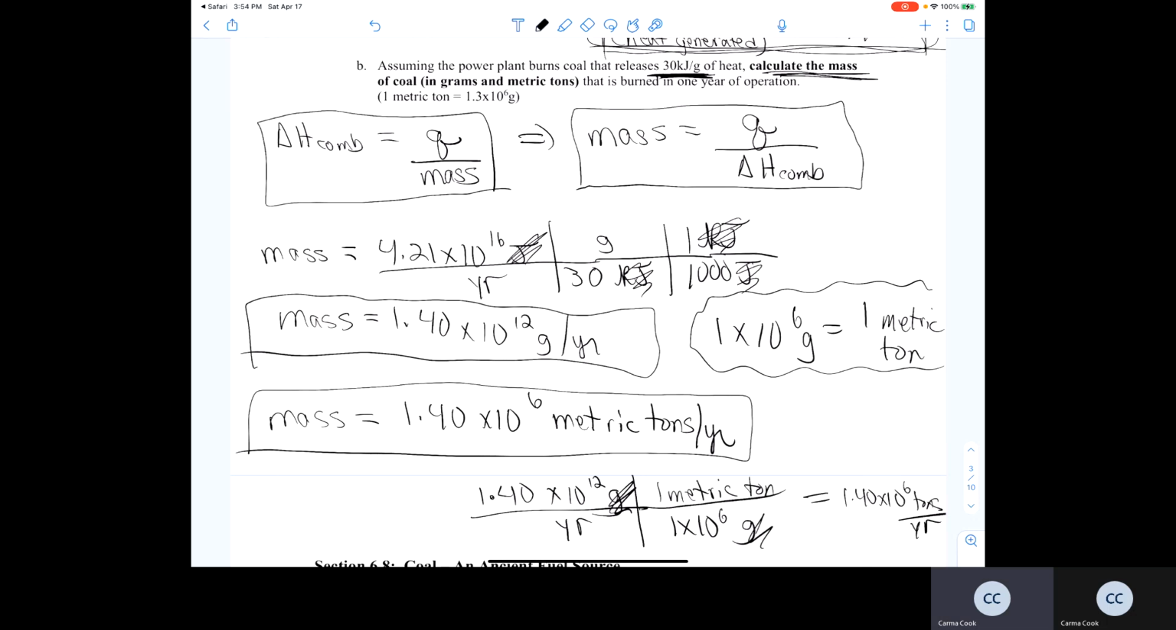And that brings us to the end of the pre-class lecture on generating electricity and power plant efficiency.